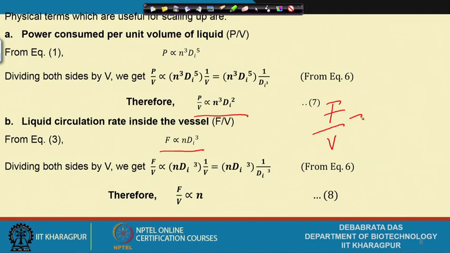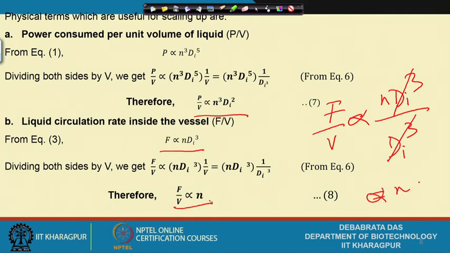F is what? F by V will be what? F by V is proportional to N DI cubed, am I right? And volume is proportional to DI cubed. So this will cancel, and this will be equal to N. So this is proportional to N. This is what is given here.